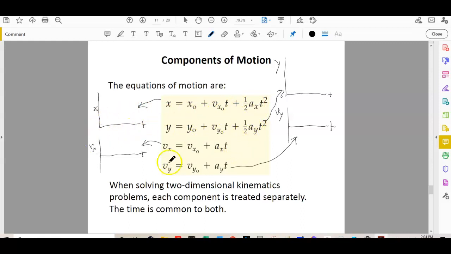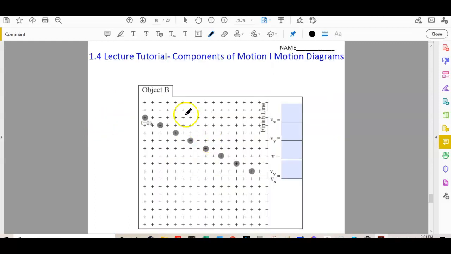So we're going to have to keep these equations of motion in mind. Here we have a ball that starts out right here. This is a lecture tutorial, so let's do some practice stuff. The ball starts here at time 0, then this is at 1 second, 2 seconds, 3, 4, 5, 6, 7 seconds. What you're supposed to do is figure out its velocity in the X direction, its velocity in the Y direction, and its overall velocity.